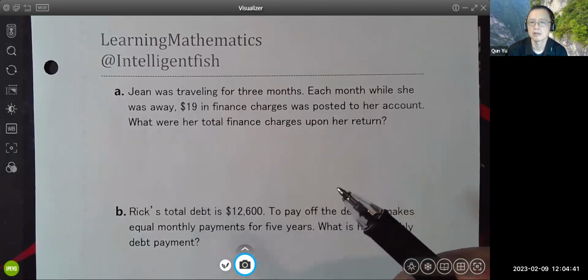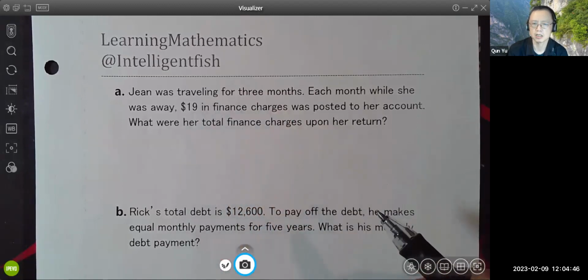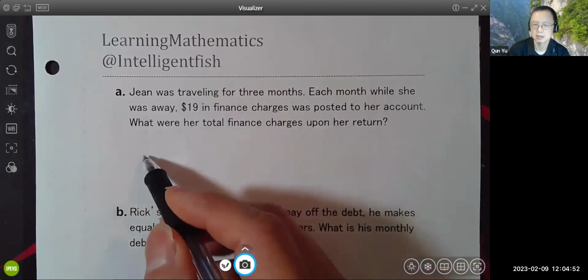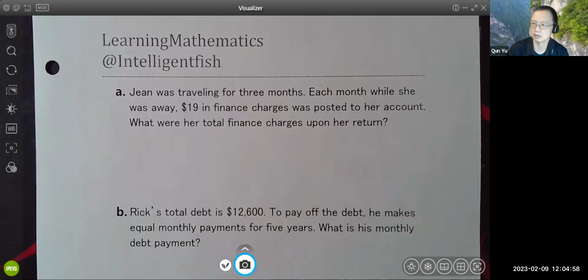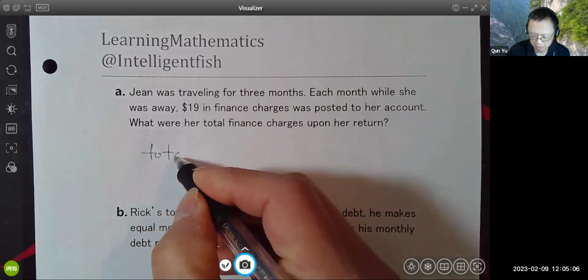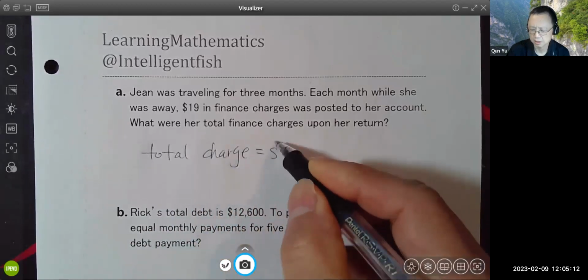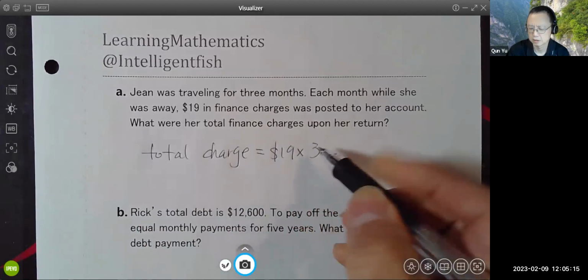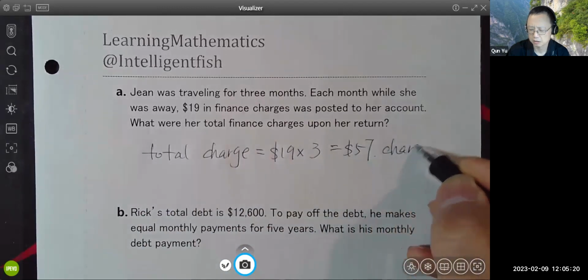In other words, after 3 months, how much in total was the finance charge? Basically, each month she got charged $19, another $19, another $19. Apparently, that's a multiple of $19, and that's why we need to do multiplication. So the total charge equals $19 times 3 equals $57 charge.